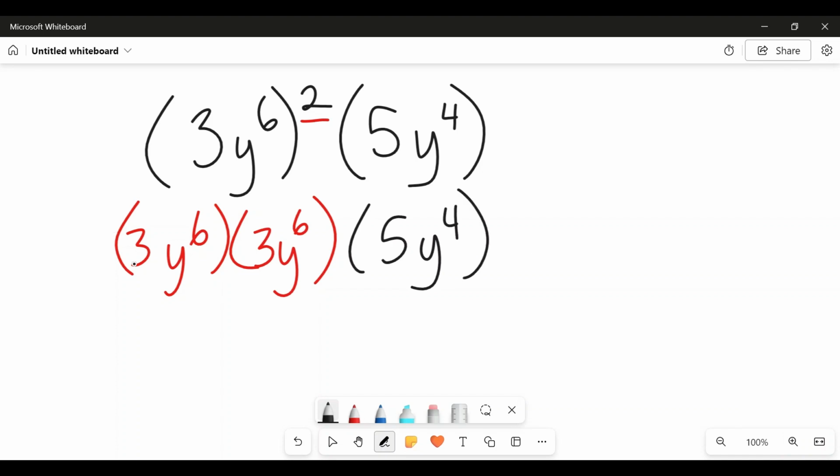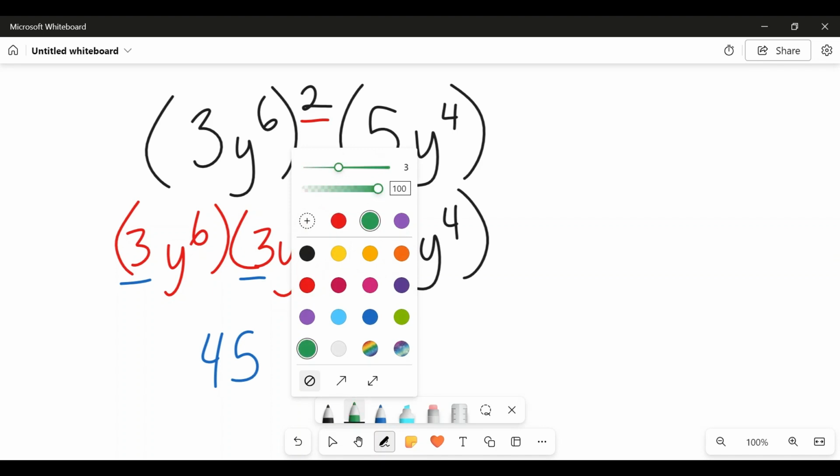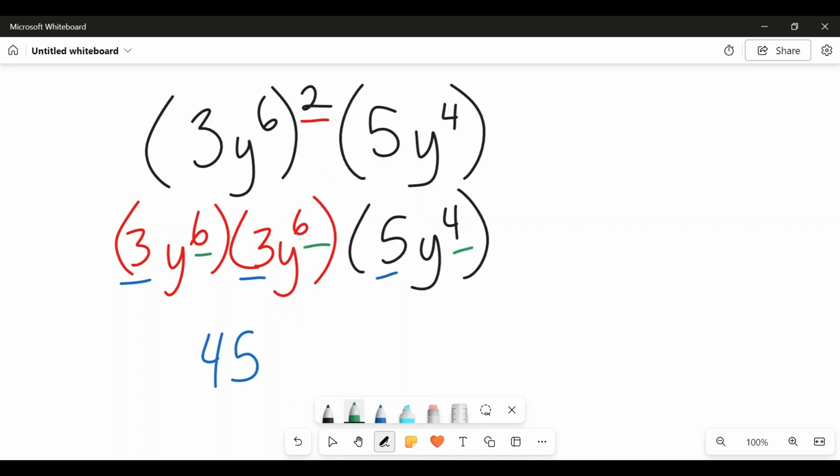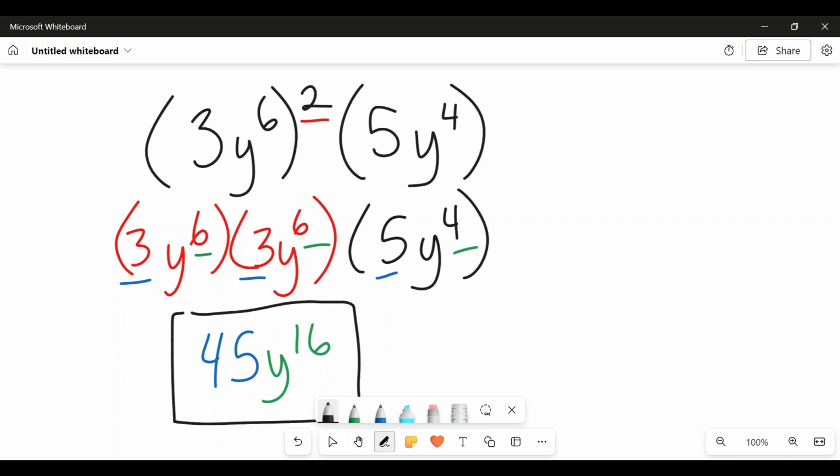And then you use the laws of multiplication. You remember, you multiply the coefficients. You multiply the numbers out in front. So 3 times 5 is 45. And you add the exponents, right? 6 plus 6 plus 4 is 12 plus 4, which is 16. Now, since this is a positive exponent, it doesn't have to get buried. It doesn't have to be put underneath in the denominator. So this would be my final simplified answer.